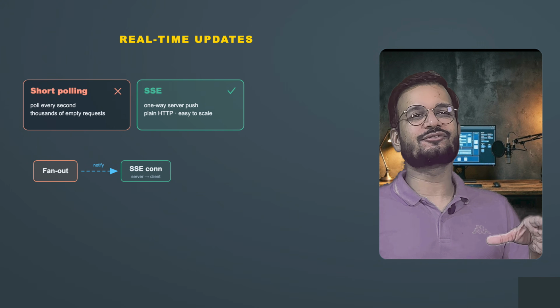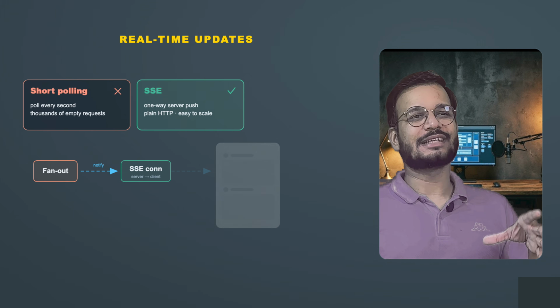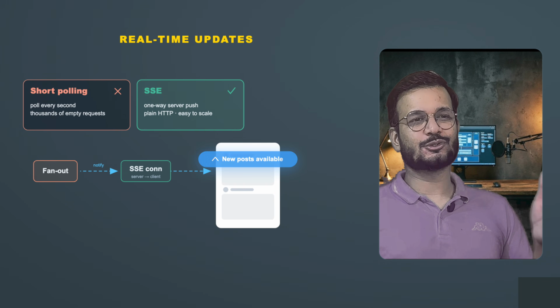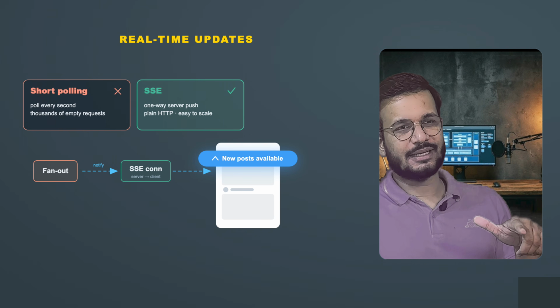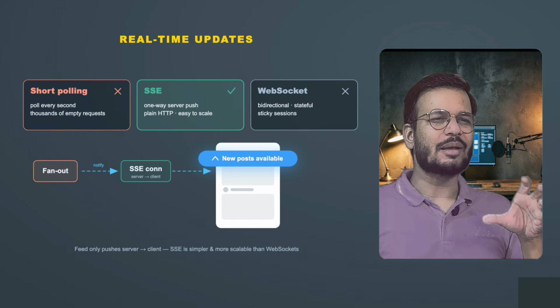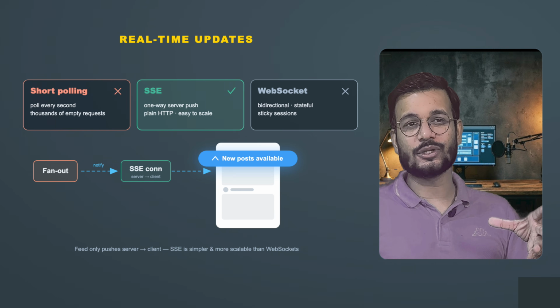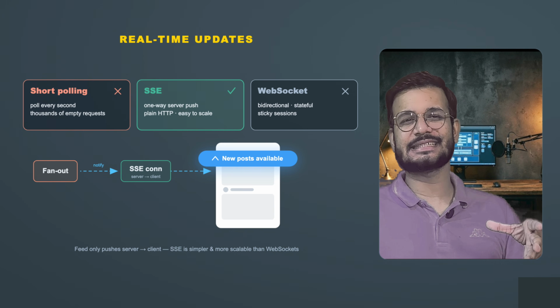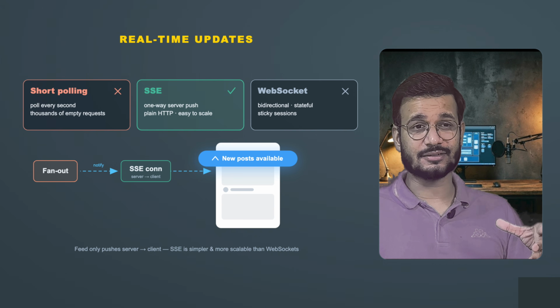When a new post is fanned out to your feed cache, we publish a notification event. Your SSE connection receives it. The app shows the new post available banner at the top of your feed. You tap it and the app fetches the new feed. Now, why not WebSockets here? WebSockets are bidirectional, great for chat. But for a feed that only pushes from server to client, SSE is simpler and more scalable. WebSockets require stateful connections, and more complex load balancing with sticky sessions or a central connection store.